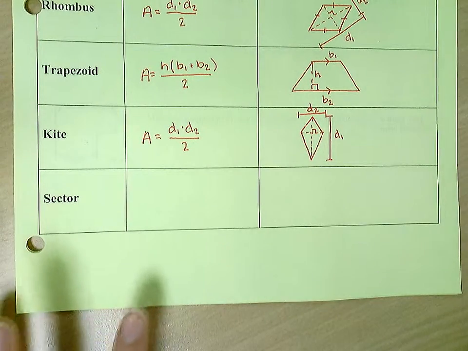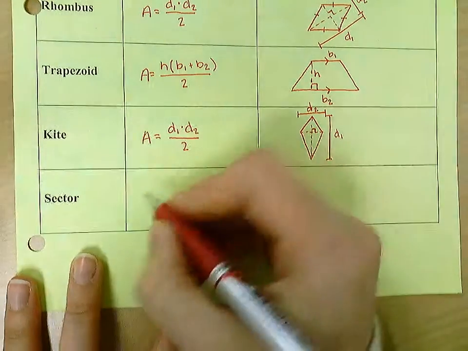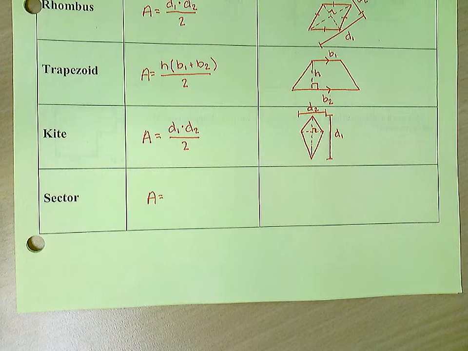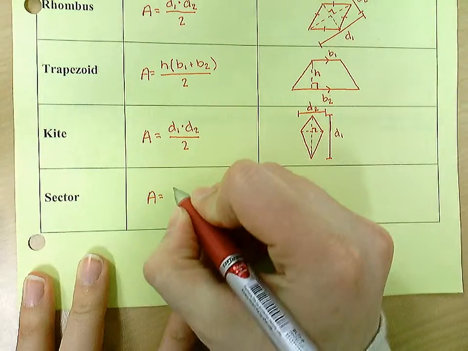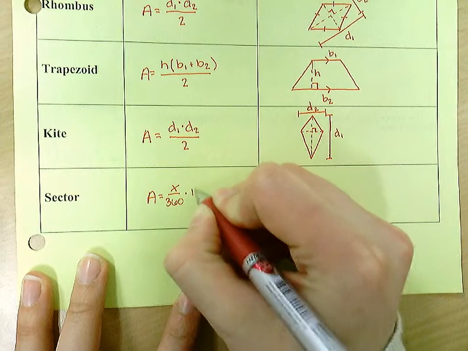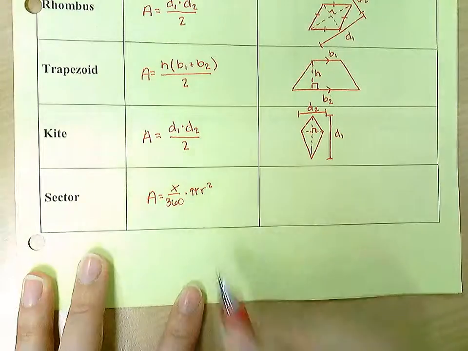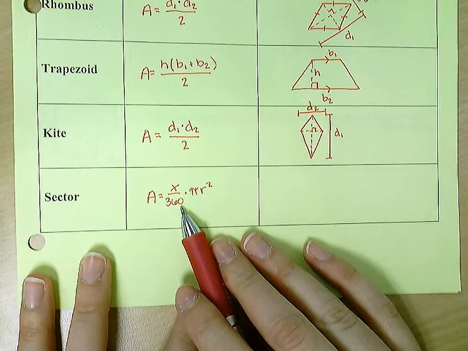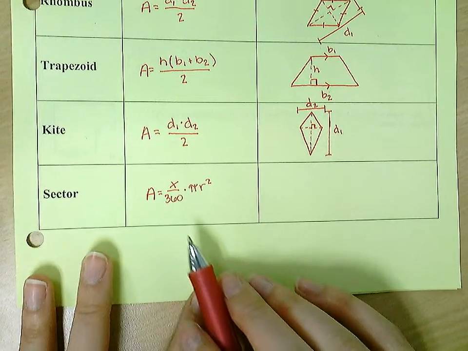Another one we talked about was a sector. That's part of a circle, so we need to take a fraction multiplied by the area of a circle. That fraction is x over 360 times pi r squared. So we have our area of a circle multiplied by that fraction of that circle.